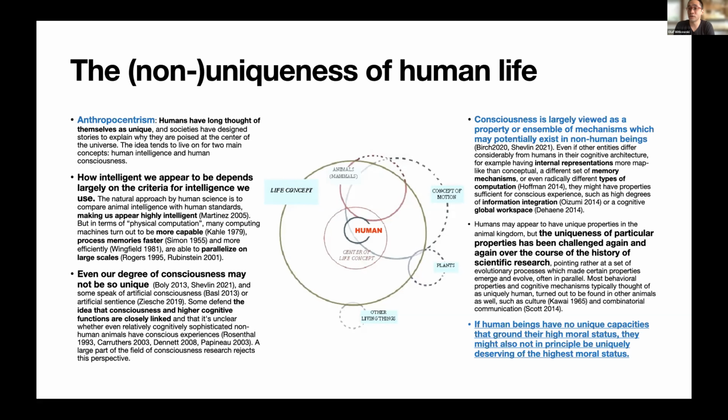Consciousness has been largely viewed recently. It has been sort of revealed that different aspects that were considered unique were not so unique anymore. I won't go into details of this review that we do in the paper. But right now, those mechanisms are recognized as potentially existing in non-human beings as well. And if human beings have no unique capacities that ground this high moral status, then they might also not in principle be uniquely deserving of the highest moral status that we think for them.